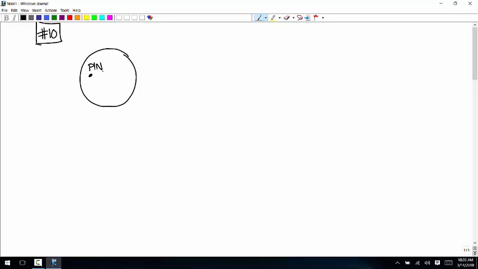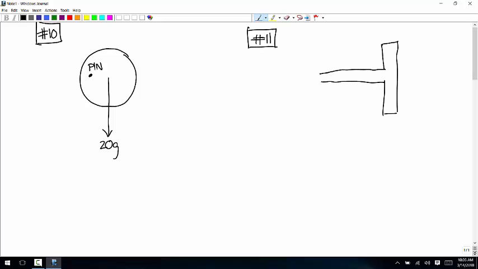So the pin is here. The weight needs to be acting like this. I guess I just forgot to put that in. That is 20G. Okay, so that's all you wanted for that. This is rigid body kinetics. Okay, so it's rotating about, this is a pin here, I assume.